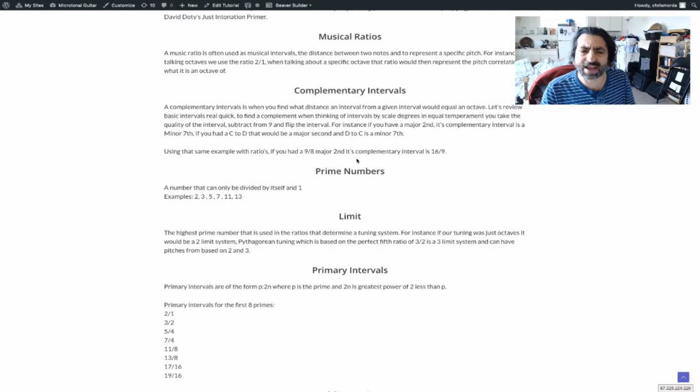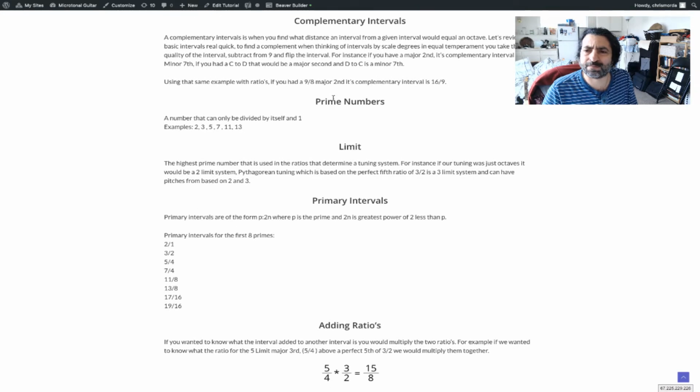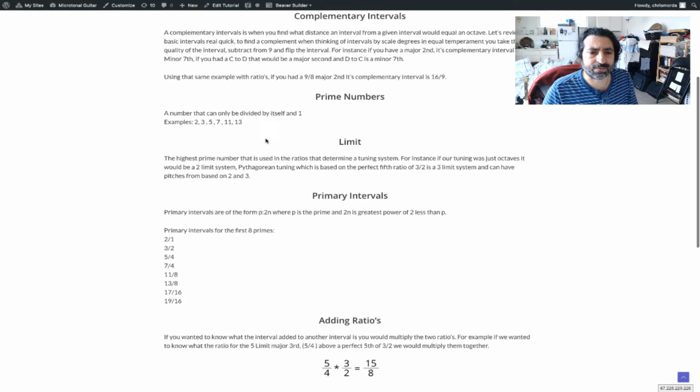Same thing happens with musical ratios. If you have a ratio of 9 over 8, then its reciprocal would be 16 over 9. Okay? If you have a 5 over 4, the reciprocal, or complementary interval, would be 8 over 5. I use complementary kind of synonymously with that. I say complementary or I say reciprocal. Those are the same thing to me in my mind.